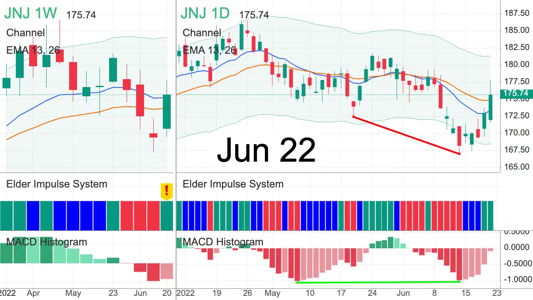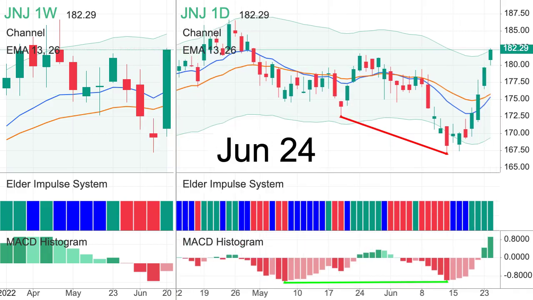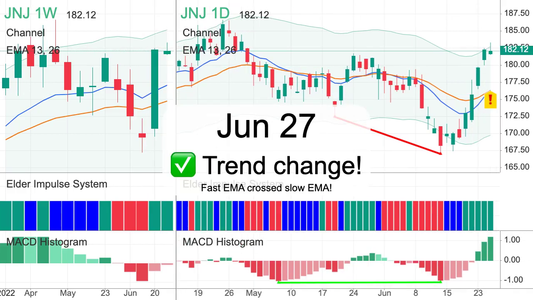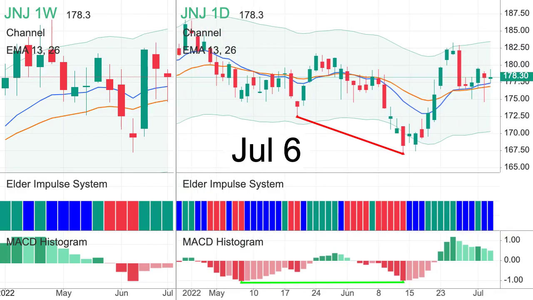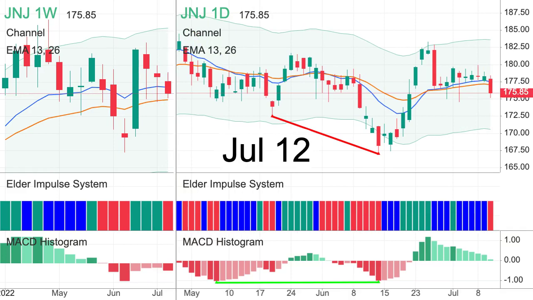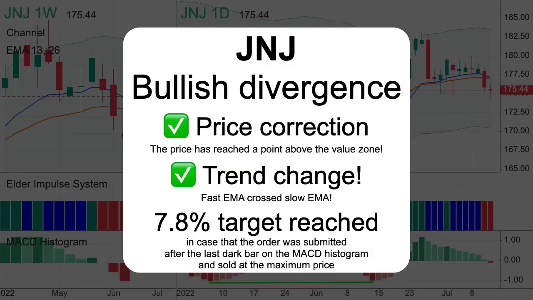There is a green bar on an Elder impulse system on the weekly chart. The price has reached a point above the value zone. Fast EMA crossed slow EMA. MACD histogram crossed the zero line. 7.8% target reached.